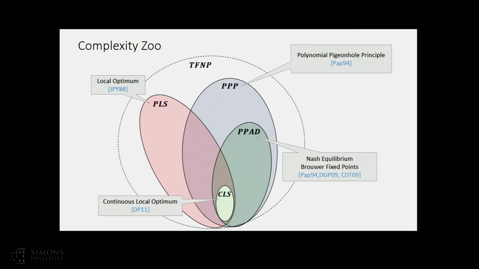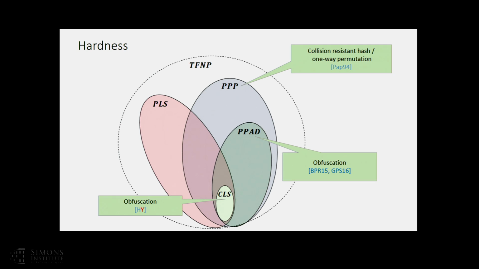But in this talk, somehow, I want to give a more generic view of TFNP and not these particular interesting subclasses. Okay, so what about hardness of these things? Can we show hardness of any of the subclasses of TFNP? It's easy to see that PPP can be shown to be hard if you assume you have collision-resistant hash functions or even one-way permutations.